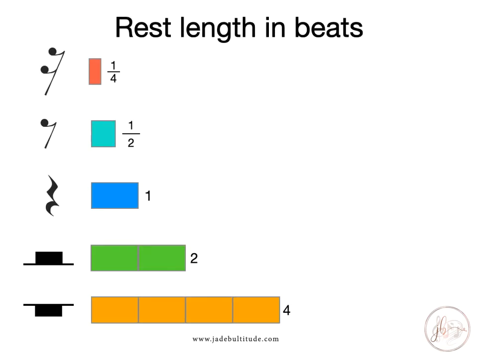So from the top, we have our semiquaver rest, which we have just been talking about, and this is a quarter of a beat. Below this, we have our quaver rest, which is half a beat. Then we have our crotchet rest, which is 1 beat. Then we have our minim rest, which is 2 beats. And then we have our semibreve rest, which is 4 beats.